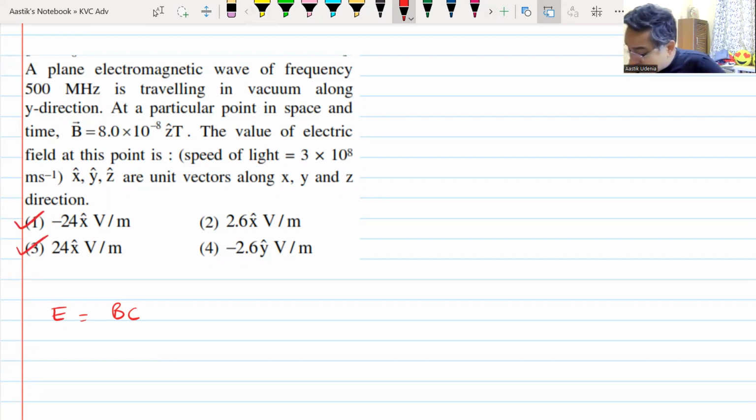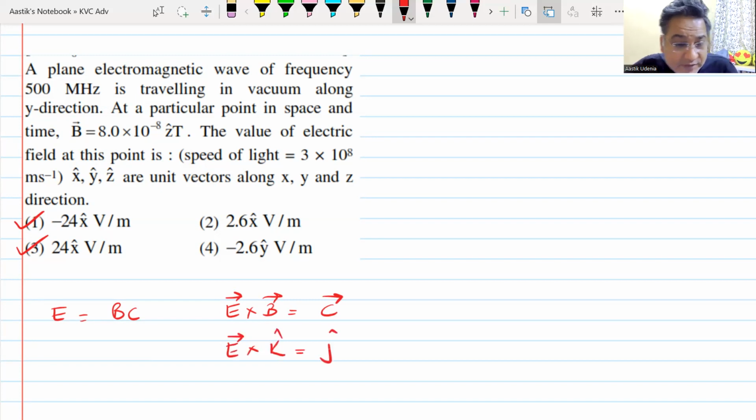So you basically have to find out whether it will be in the direction of plus x or minus x. How will you find it out? Remember, E cross B should give you the direction of C, the direction of propagation. Now, E you don't know, so you write E cross, the direction of magnetic field is K. That should give you the direction of J. What cross K will be equal to J? You ask yourself this question and you will get your answer. Minus I, and therefore minus 24 is the answer, my dear friends.